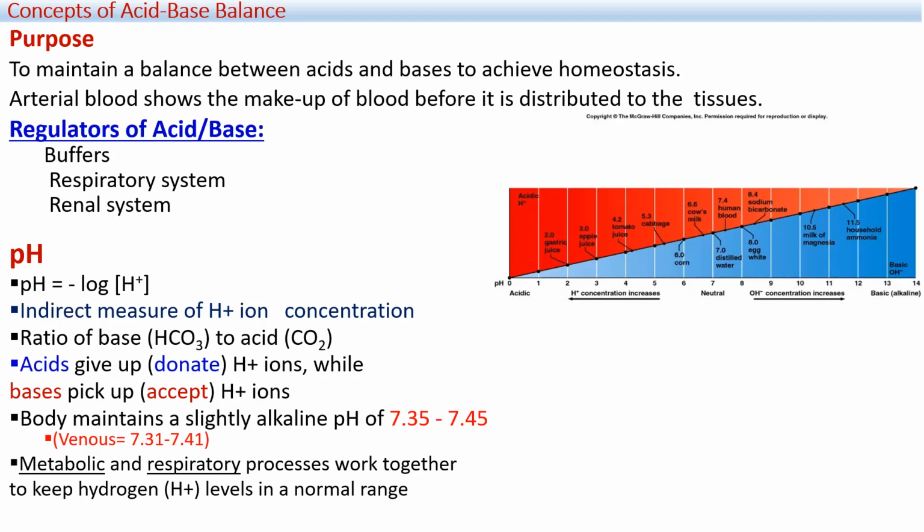So what regulates the ABGs, or the acids and bases? The buffers and the kidneys and lungs.